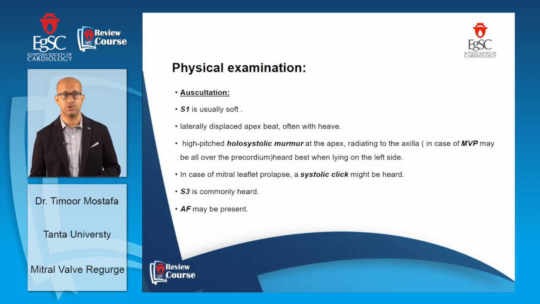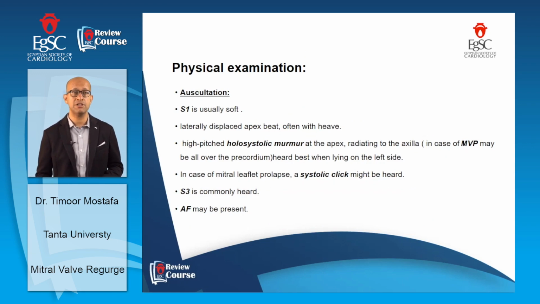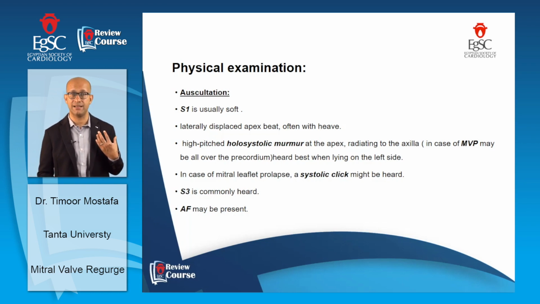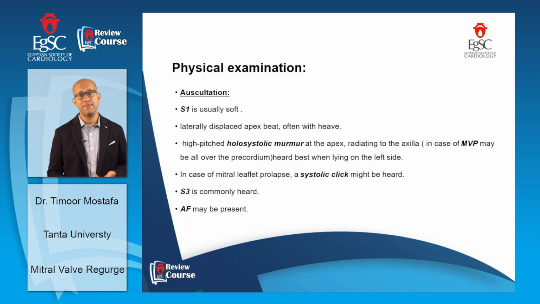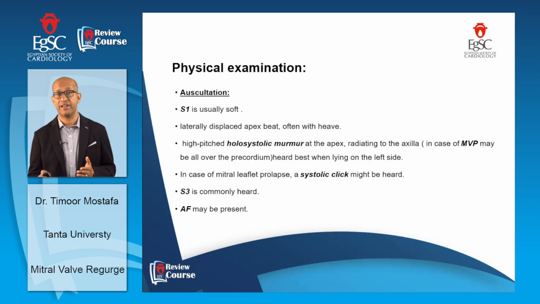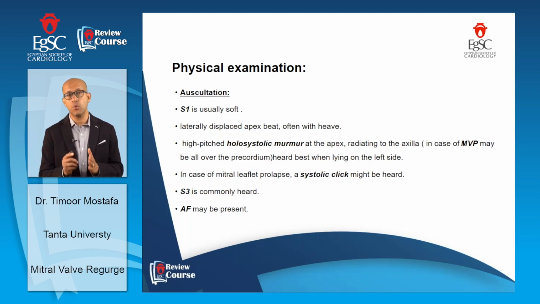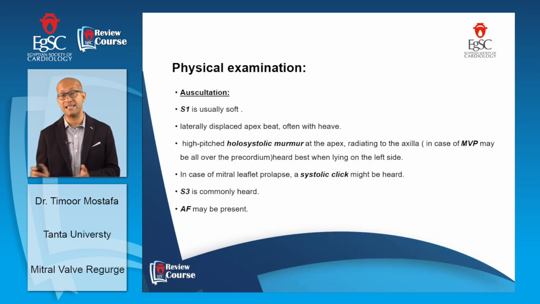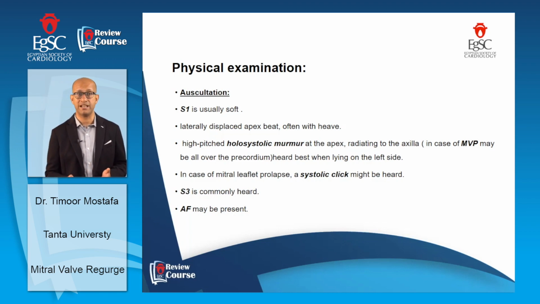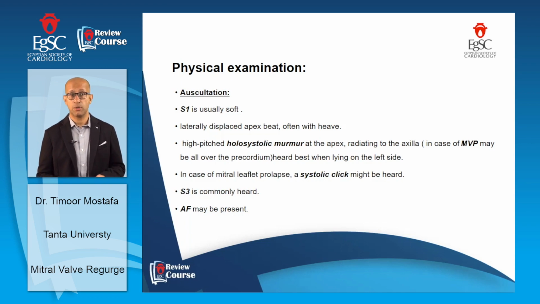What about physical examination? Auscultation, first heart sound is usually soft. Apex laterally displaced and often with heave. We have a high-pitched blowing systolic murmur heard at the apex and radiating to the axilla. In case of mitral valve prolapse, it may be all over the precordium, and it's heard best when lying on the left side. And we all know that the direction of regurgitant jet will show us where the murmur is radiating. In case of mitral leaflet prolapse, a systolic click might be heard. Third heart sound is commonly heard, and atrial fibrillation may be present.